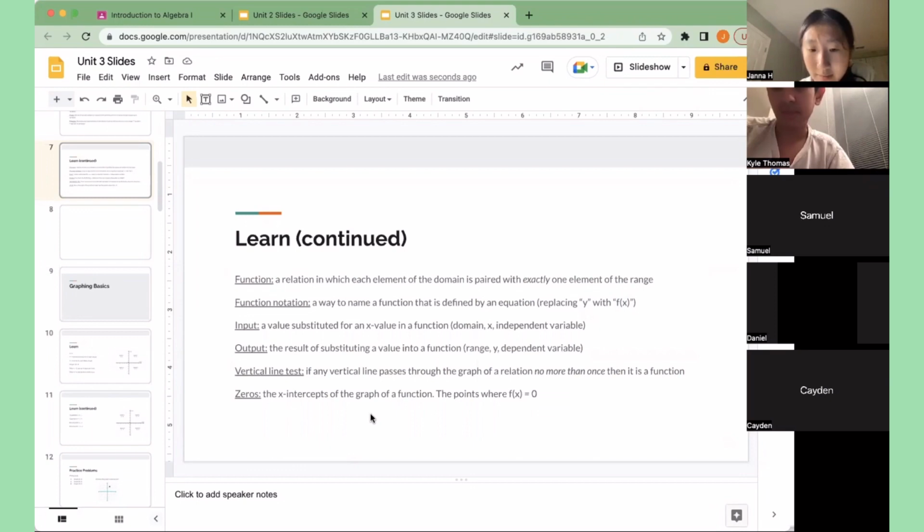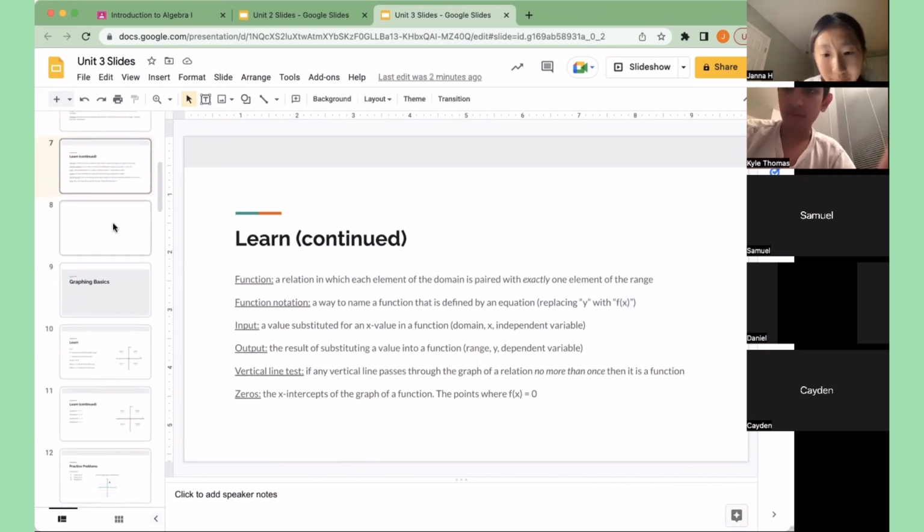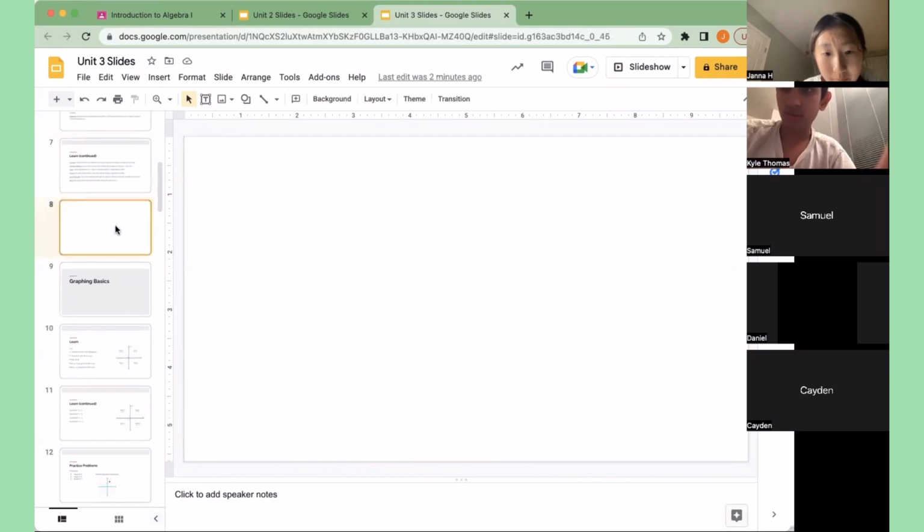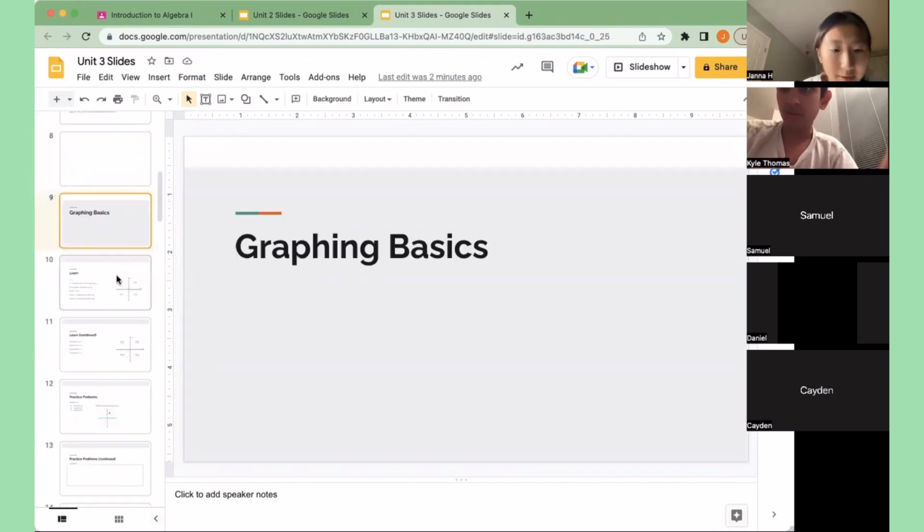Zeros are the x-intercepts of the graph of the function. So the points where f of x equals 0, or the points where y equals 0.